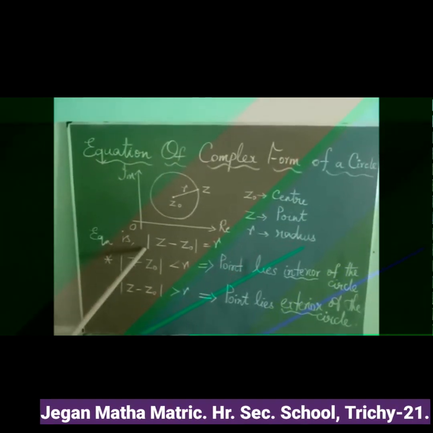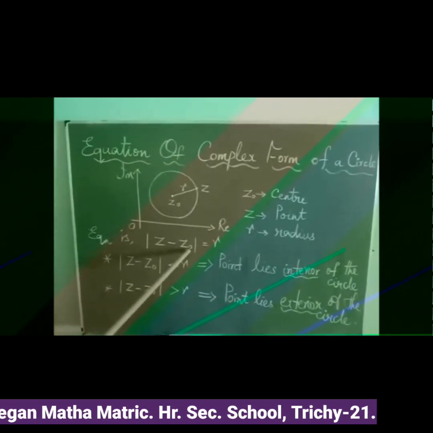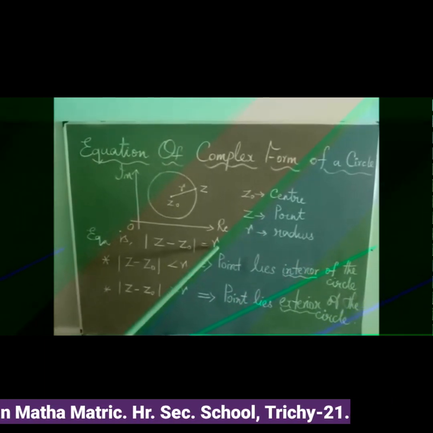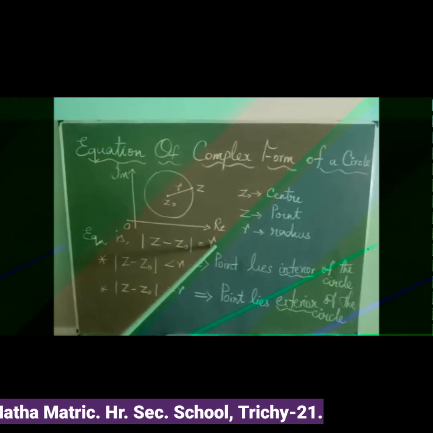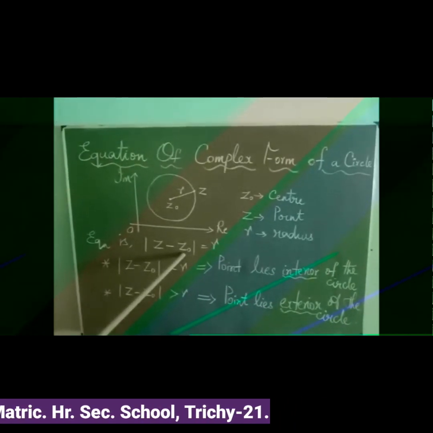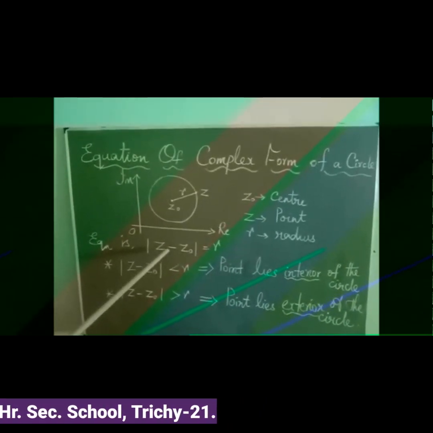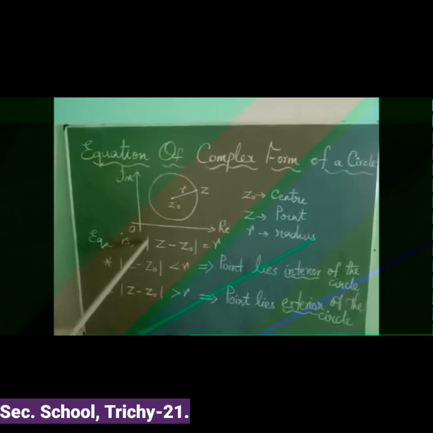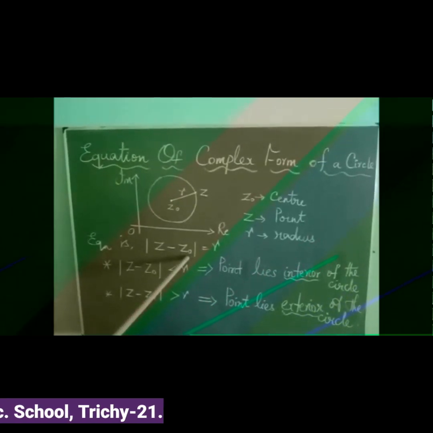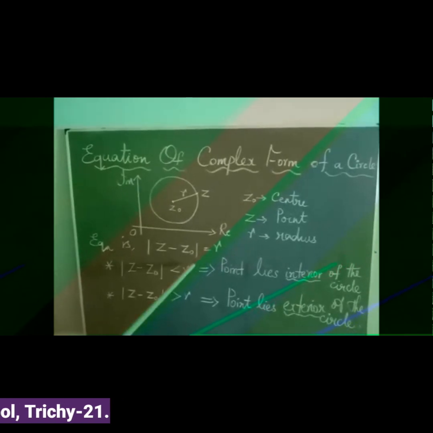The equation is modulus of Z minus Z0 is equal to R. R is the real number. Z and Z0, these two points are any two complex numbers. So, the equation of complex form of a circle is modulus of Z minus Z0 is equal to R.